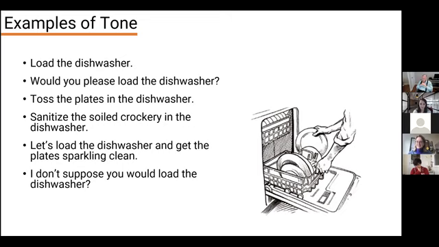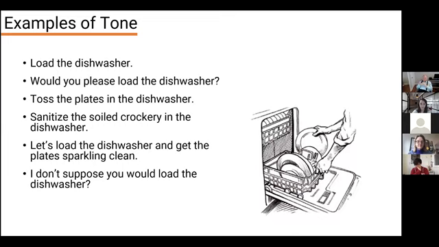You wouldn't be likely to say that at home, but you might if you're writing a compliance article for a restaurant, say: it is absolutely essential that as dishes are returned from use, you sanitize the soiled crockery in the dishwasher. And that would be totally appropriate tone in that environment, okay?